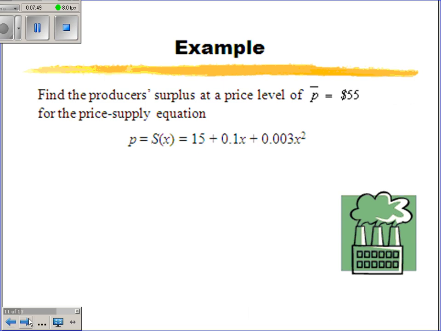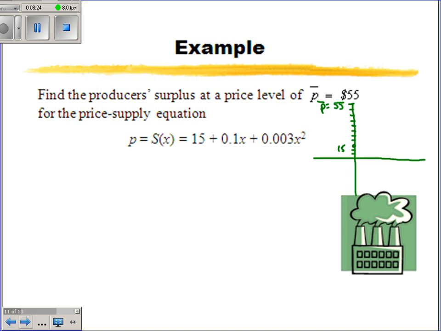Okay, so we're given this producer surplus equation. It's a quadratic, so we know it's going to be a parabola going upward just based on what the equation is here. I don't have the vertex. If I want to find out where it is when x is 0, it's up at 15. So the price would be 15. And 55 is where I'm interested in. So let's see, 5, 10, 15, 20, 25, 30, 55. So here's the price level of 55 that we're going to be investigating.